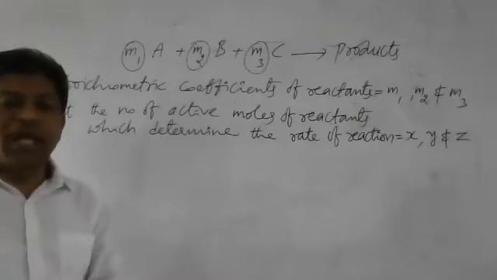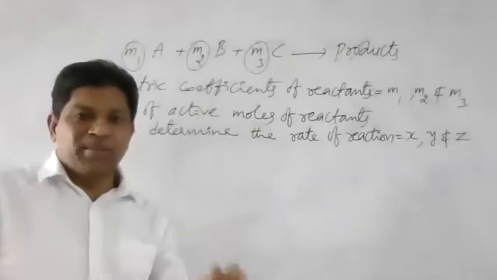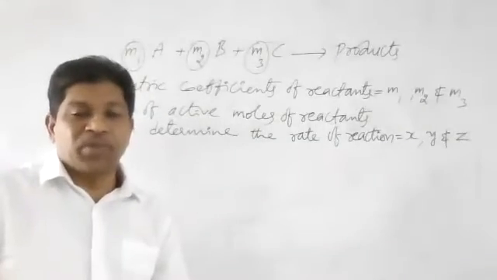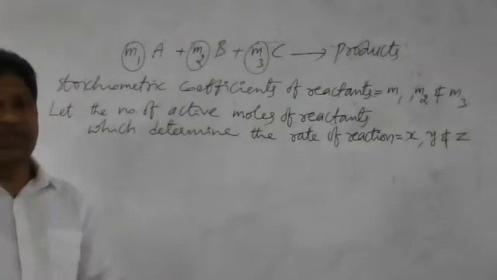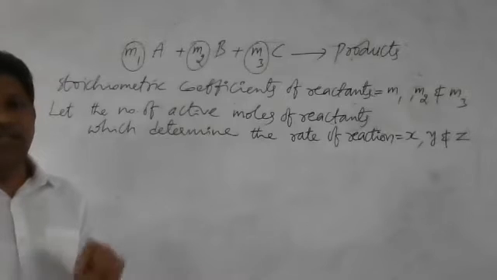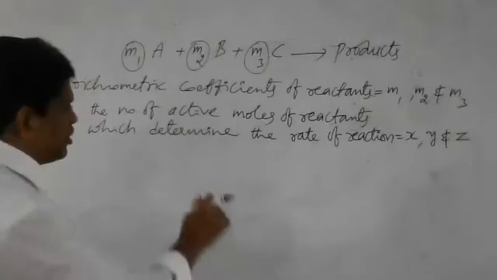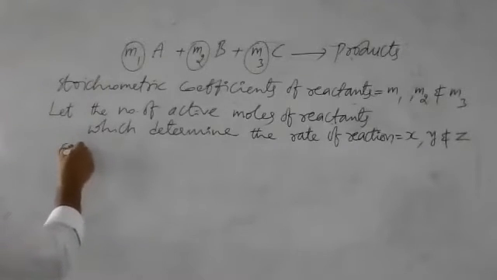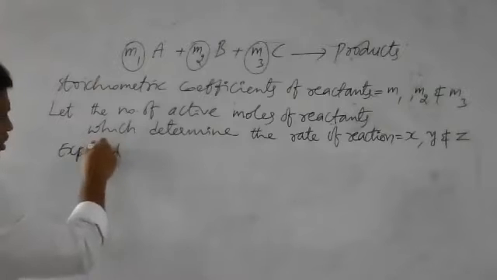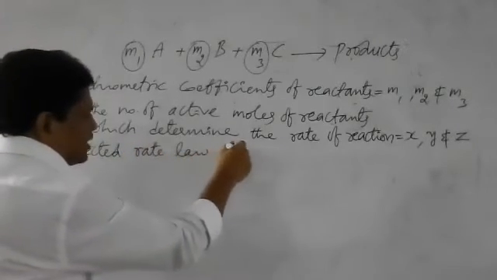Now what is the molecularity of this reaction? M1 plus M2 plus M3 is the molecularity. What is the order of this reaction? X plus Y plus Z. Before writing molecularity and order, tell me what is the rate law expression for this? Suppose, first, if you take the expected rate law expression.